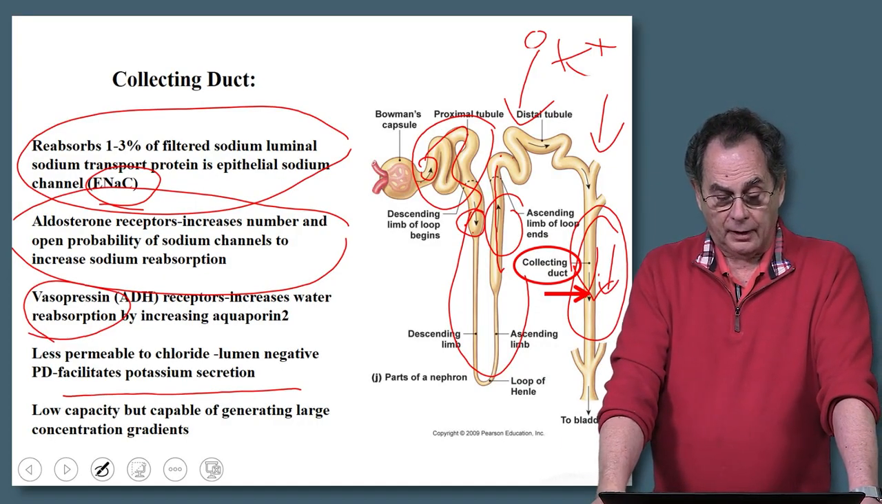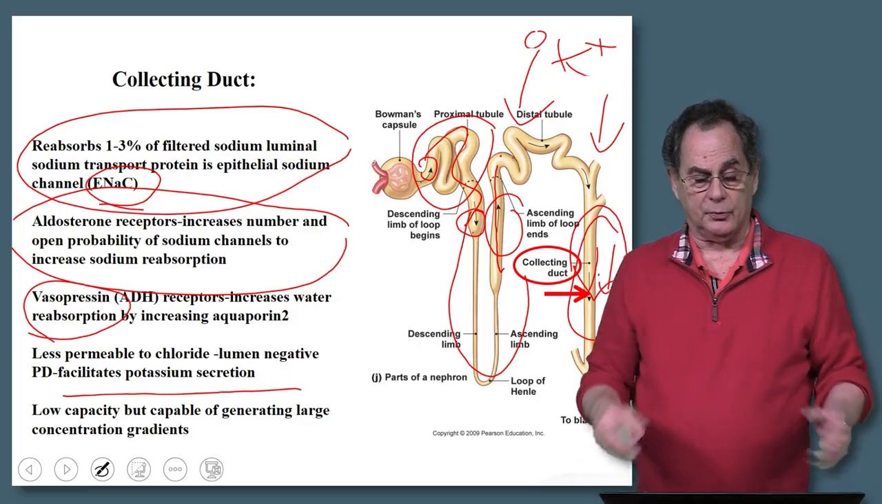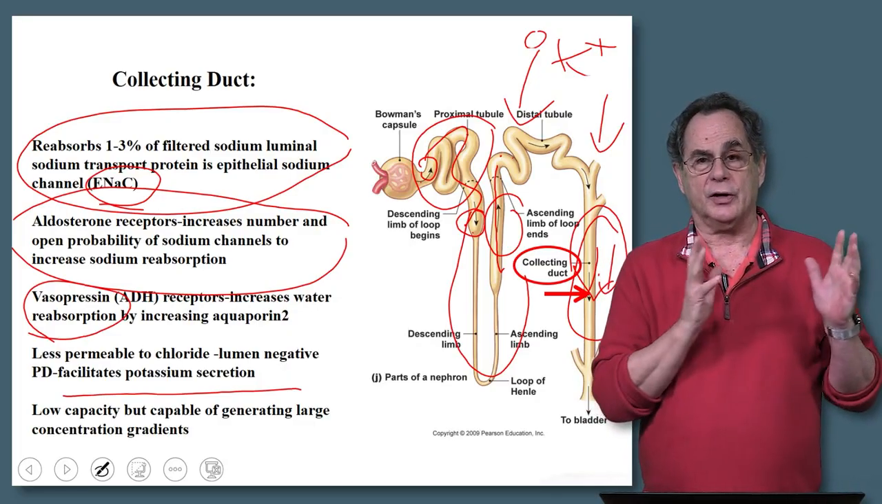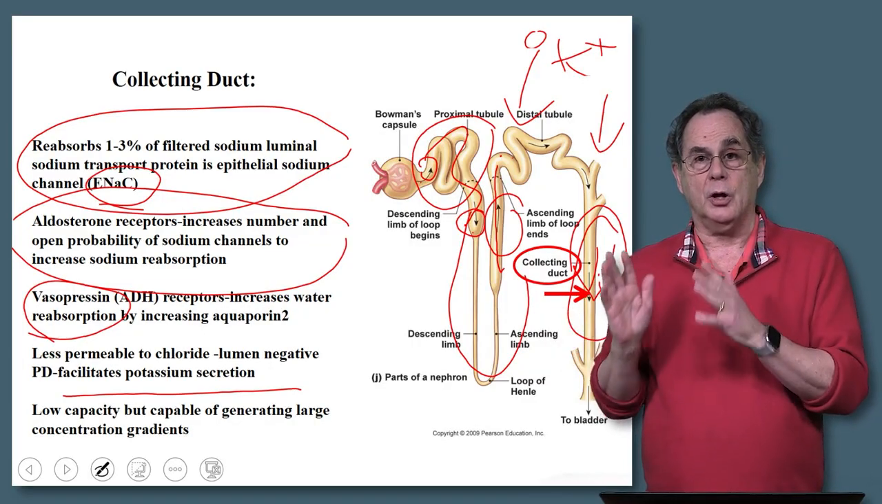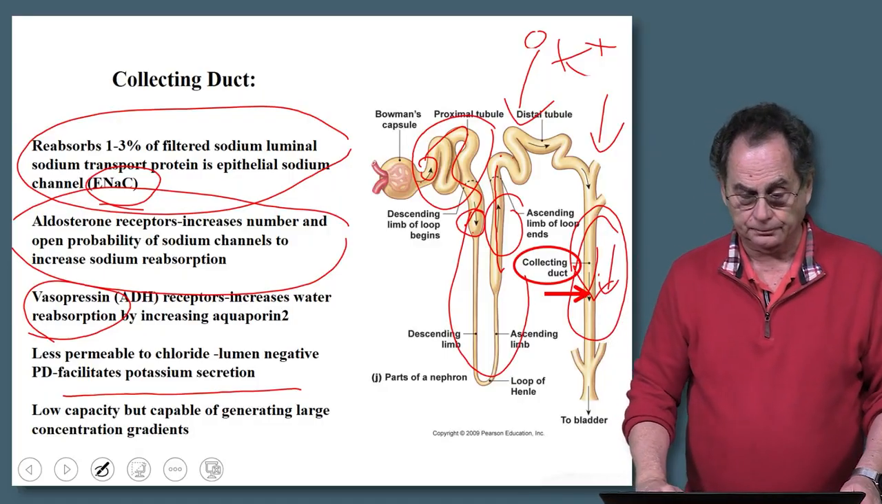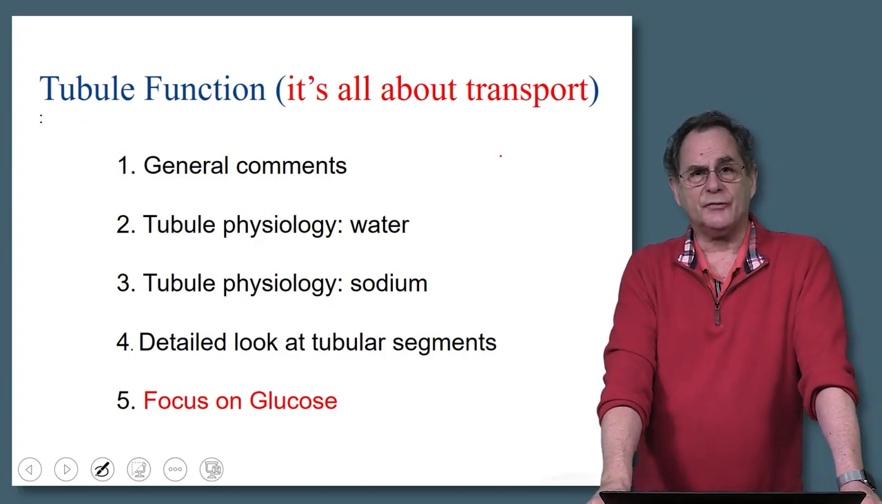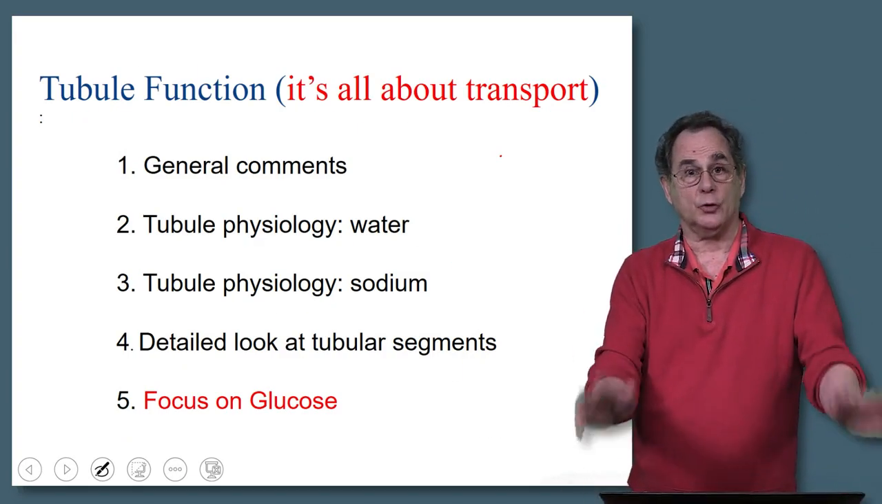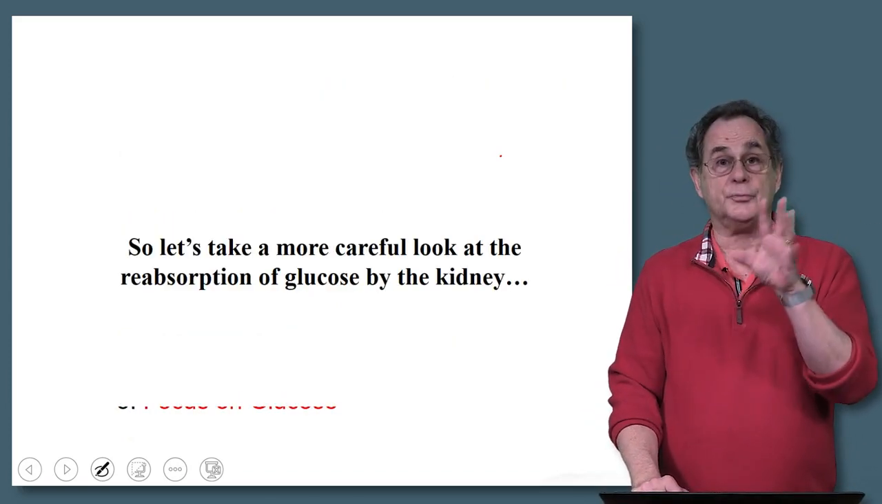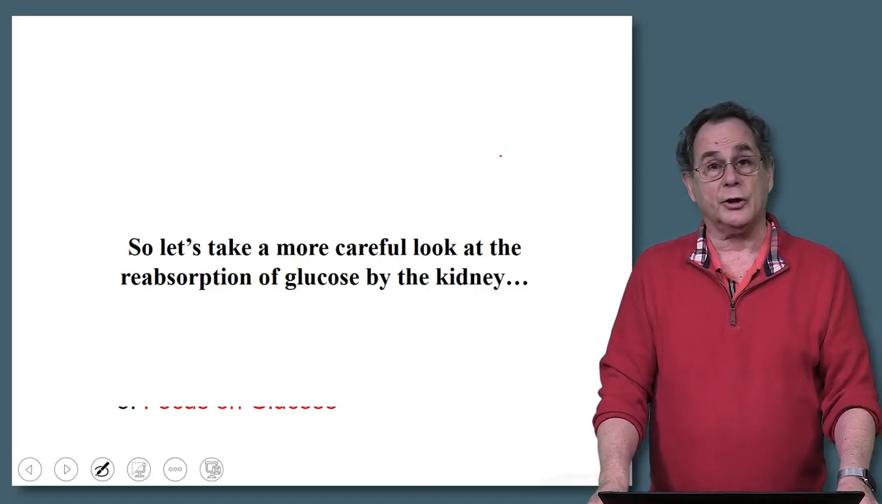So it has a low capacity for transport, but a very important ability to create gradients that serve to influence either sodium reabsorption, potassium secretion, and water reabsorption. So let's finish up based on those general comments by talking about a small solute, glucose, so we can come back to our clinical case.